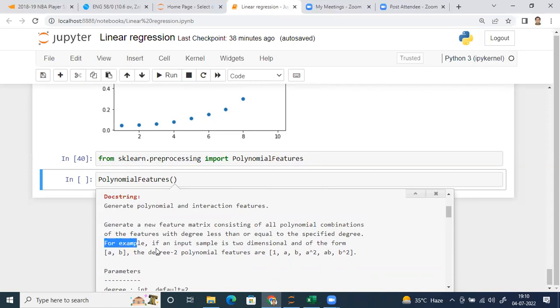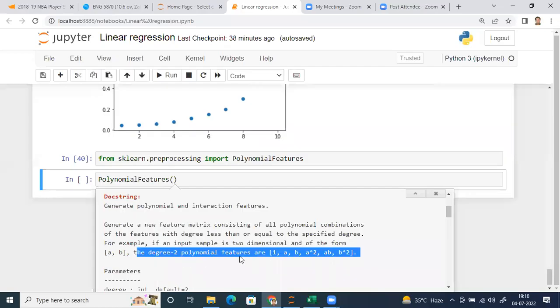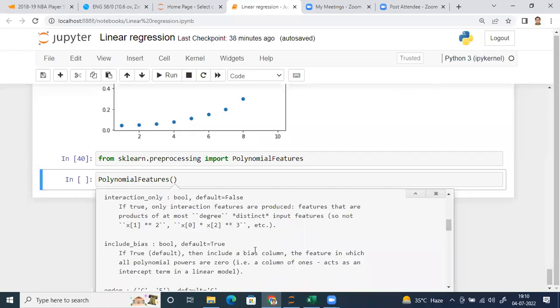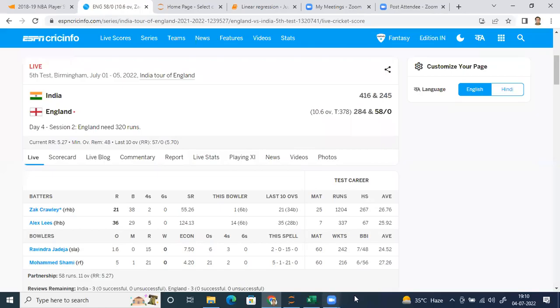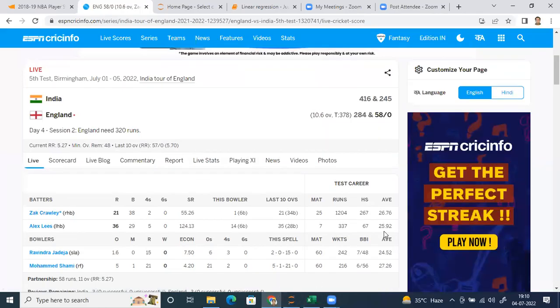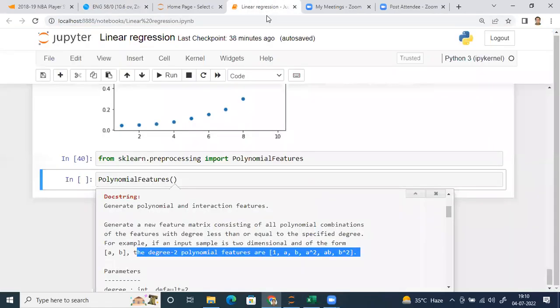For example, if the input sample is 2-dimensional and of the form A and B, the degree 2 polynomial features are 1, A, B, and so on. Understand what that means. Suppose I have 2 input values. Suppose you have 2 inputs A and B and 1 output Y.